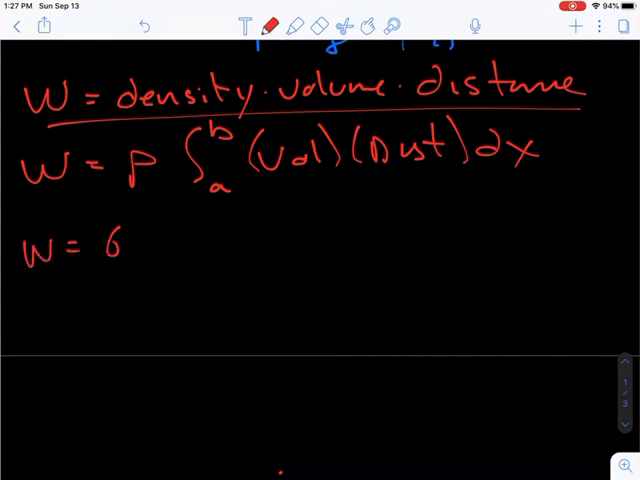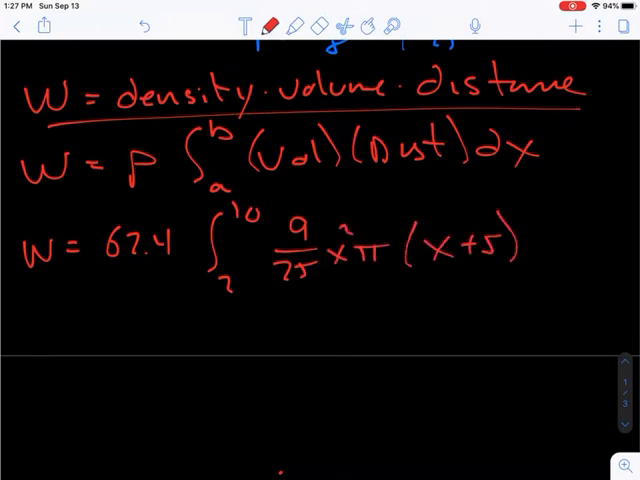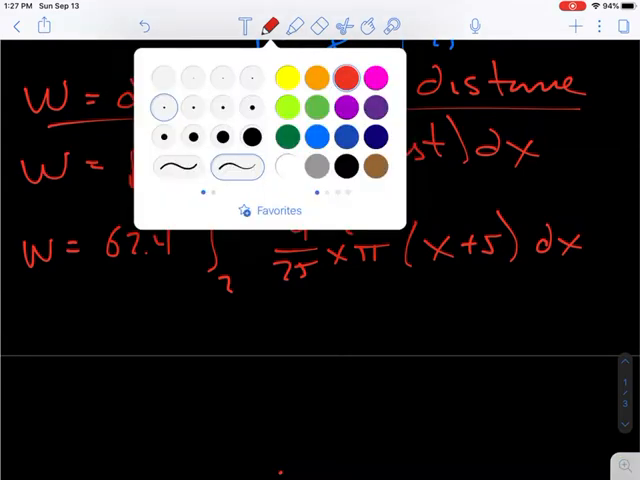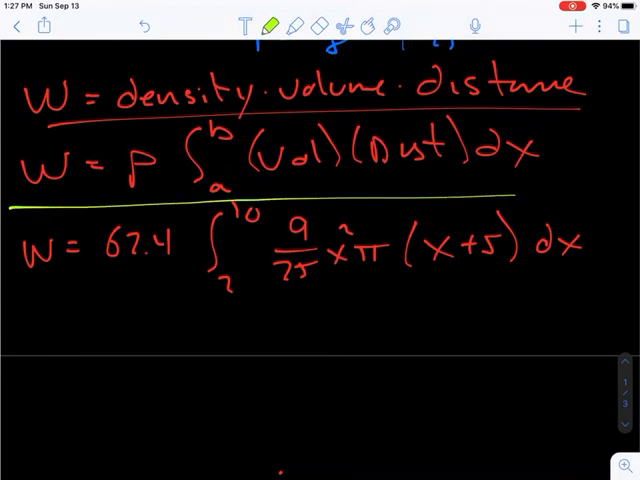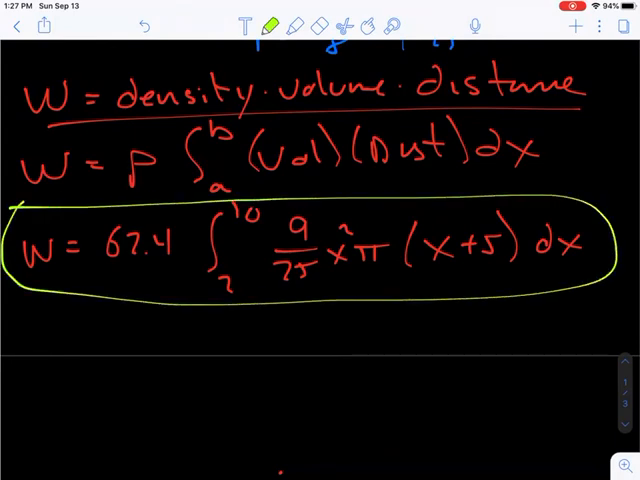We know all the component parts of that. Work is equal to 62.4 times the integral from 2 to 10. Our volume was 9/25 x squared pi. The distance is x plus 5, and then the dx. So what I would do is plop that into Desmos, see what you get, and come back and compare that later. I'm going to circle that, put that in Desmos, and see what you get as a decimal number. When you're done with your integrating, you want an answer in terms of pi, and then just convert that into a decimal.